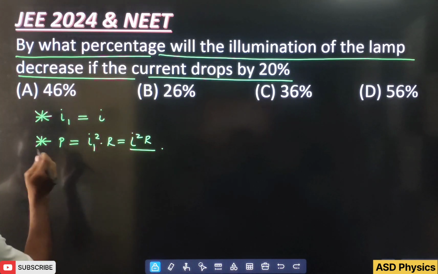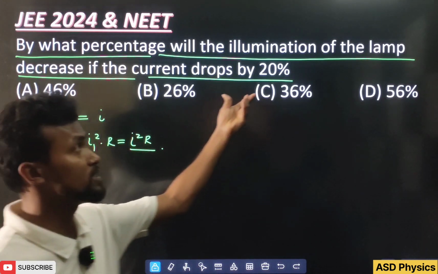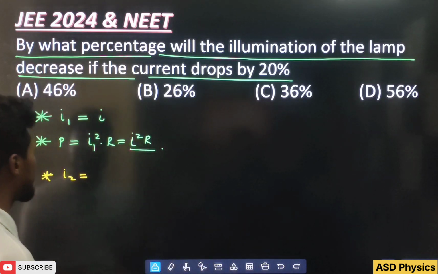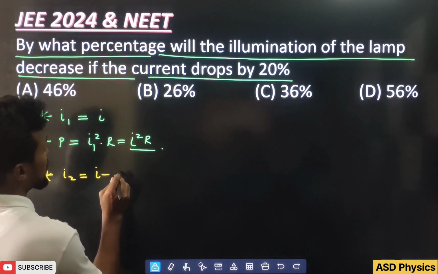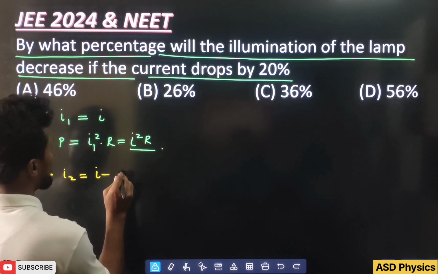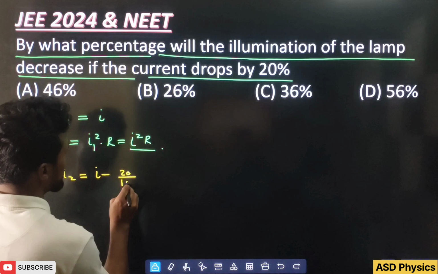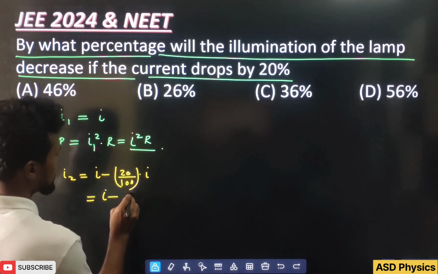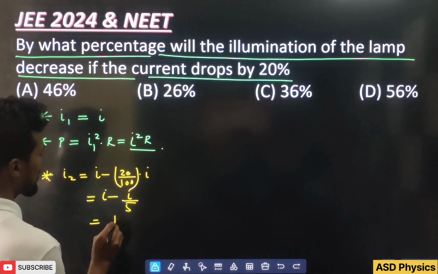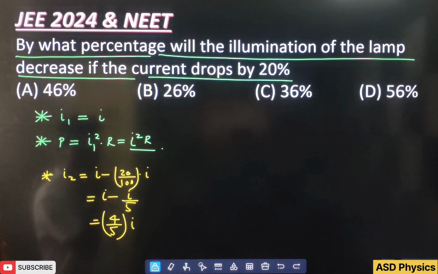Next, the new current I2. It drops by 20%, so when it drops by 20%, I can write I minus 20%, that means 20 by 100 into I. Very basic. That means I minus I by 5, so it becomes 4 by 5 I. A 20% drop means 80% will be left. That is the basic thing.